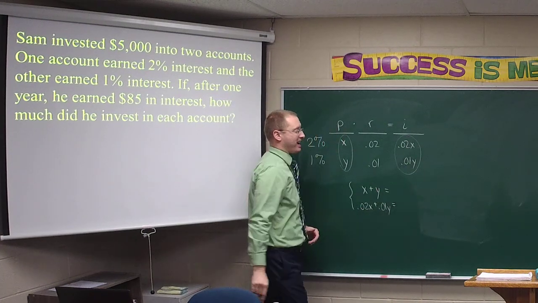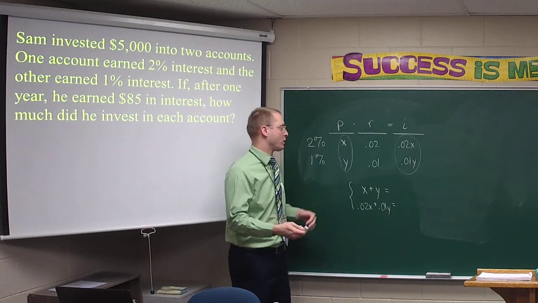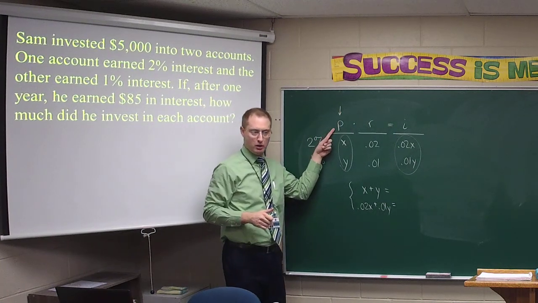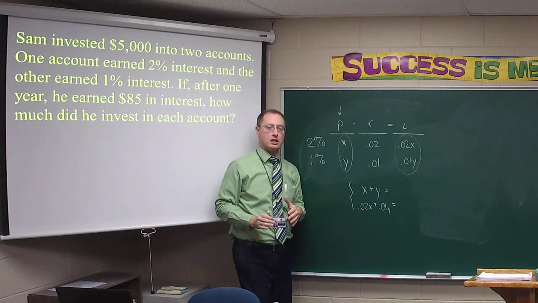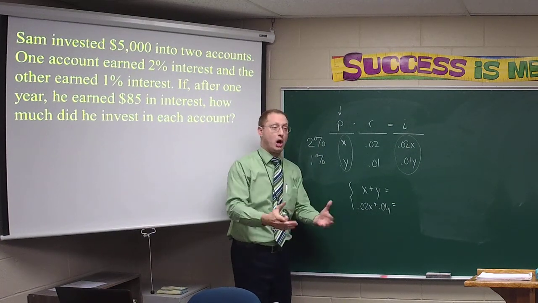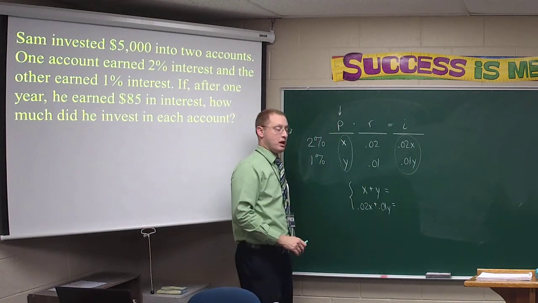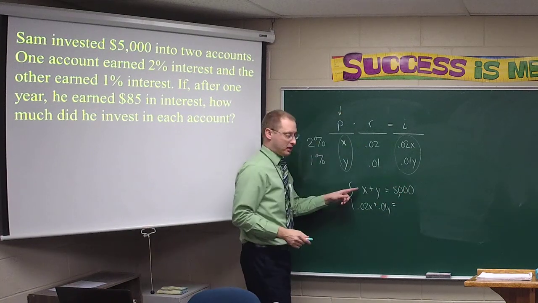0.02x and 0.01y get added together to get something. The problem some students have is which one goes where. Well, this column class is labeled with P. P stands for principal. That refers to the amount of money that is invested or borrowed. In this case, invested. How much money was invested, class? 5,000. So the 5,000 has to be the x plus y.